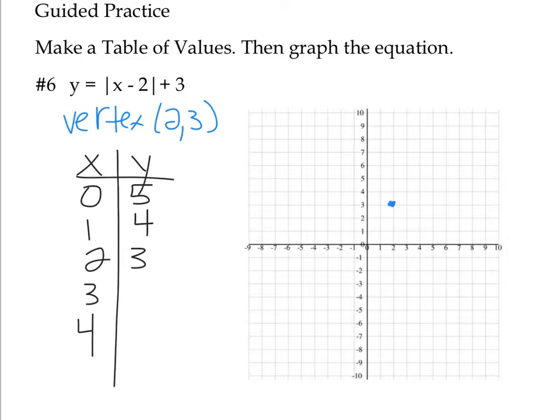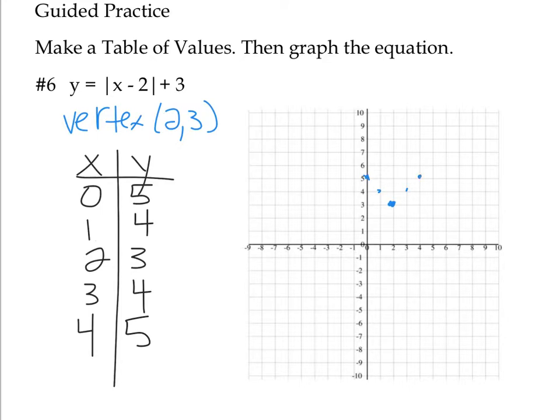If I put in a 3, 3 minus 2 is 1, the absolute value of that is 1, plus 3, I get 4. And when I plug in a 4, 4 minus 2 is 2, the absolute value is 2, plus 3 is 5. So I can see those would be my points I'm going to graph. So we can plot those points now. We'll get (1, 4), (0, 5), (3, 4), and (4, 5).